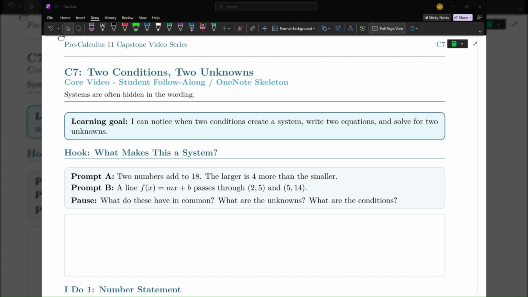So I have a couple prompts, and for each one, we're going to look at what's in common, what the unknowns are, and what the conditions are. We're not going to actually solve these prompts yet. So prompt A is two numbers add to 18. The larger is 4 more than the smaller. And then prompt B is a line f of x equals mx plus b passes through the points (2, 5) and (5, 14).